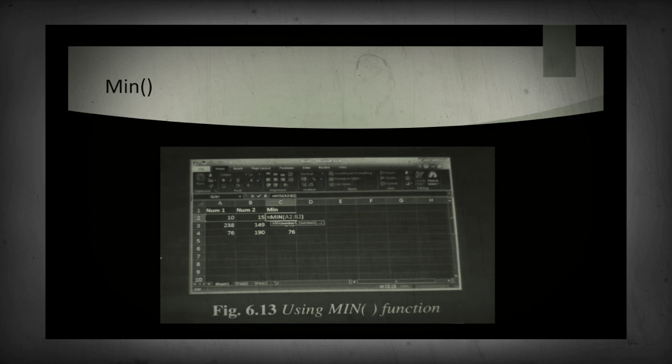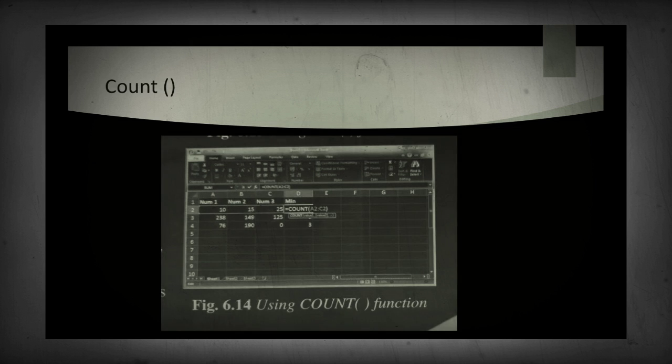Minimum, this is the figure of using the minimum function. This is the minimum function. It finds the lowest number in the selected range of the cell values. This is using the minimum function. Count counts the cell values. You can see the count function.